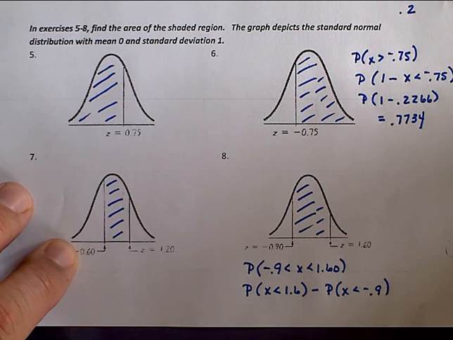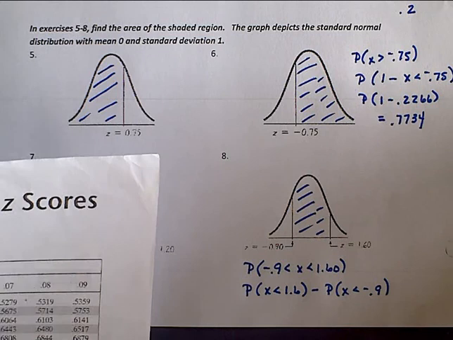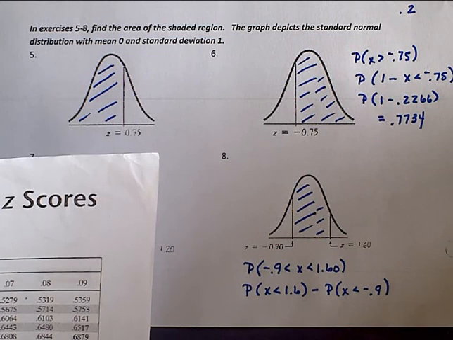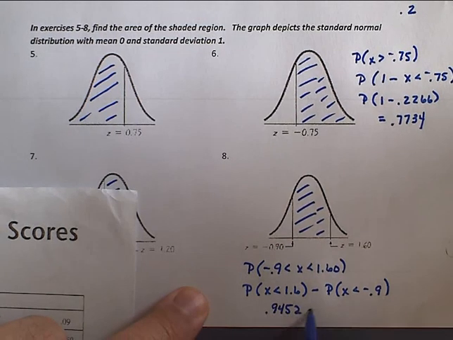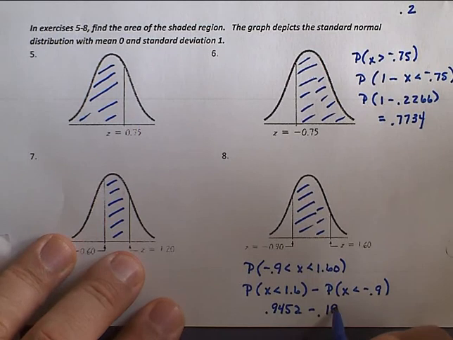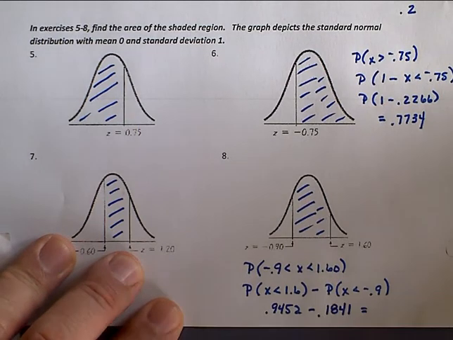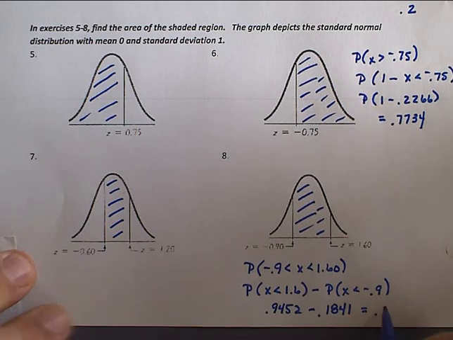On the positive side, at 1.60 it is 0.9452. Negative 0.90 is 0.1841. And the difference of those, I get 0.7611.